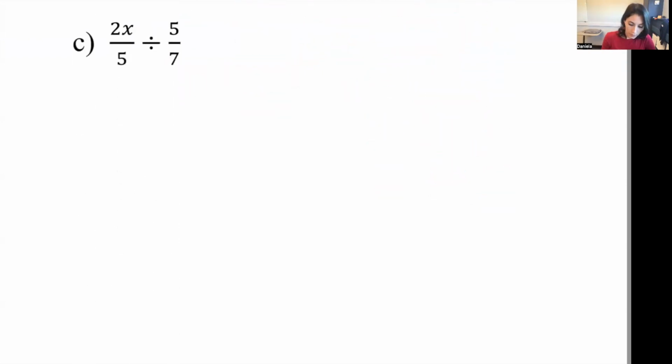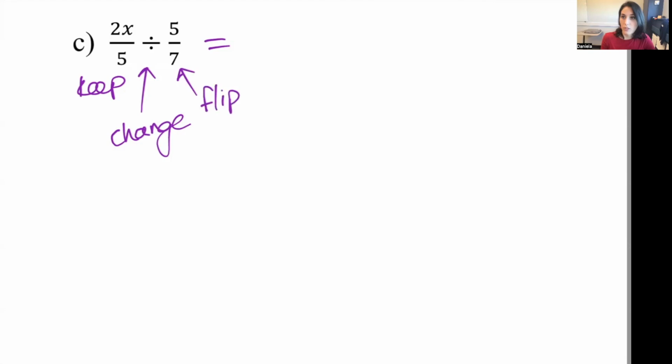Okay, so now dividing fractions is keep, change, flip. So we're going to keep the left. We're going to change the sign into multiplication, and then we're going to flip, aka find the reciprocal of the last fraction. So that's going to look like 2x over 5 times the flip, which is 7 over 5.